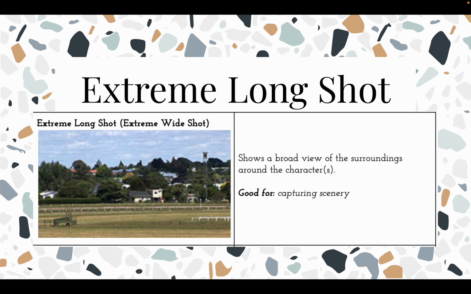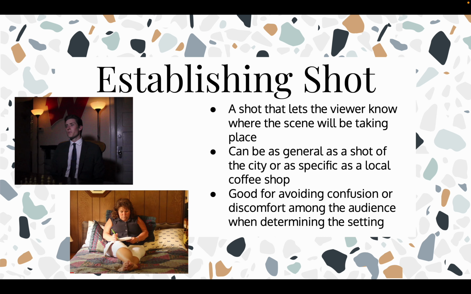Now let's talk about some shots. So you have an extreme long shot, which shows a broad view of the surroundings of the character. It's really good for capturing scenery. You can have an establishing shot, which is a shot that lets the viewer know where the scene will be taking place. It can be as general as a shot of the city or as specific as the local coffee shop. It's really good for avoiding confusion or discomfort among the audience when determining the setting.